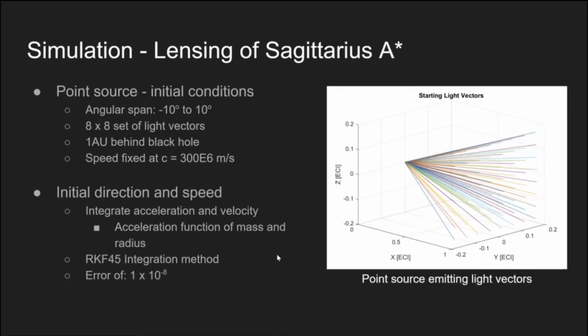So here we're going to simulate light vectors passing by Sagittarius A*, or the black hole at the center of the Milky Way. We begin with some set of light vectors with angular span of -10 to 10 degrees, with 64 vectors in total. We place the point source at 1 AU behind the object, or the distance from the Sun to Earth equivalently, and a fixed speed of light, which is 300 times 10 to the 6 meters per second. We integrated these positions and velocity vectors as they are accelerated by the black hole, which produces an error of 10 to the -8.